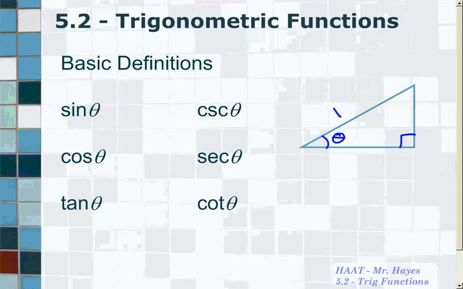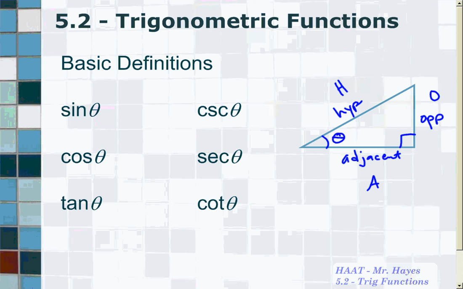Okay, the hypotenuse is always going to be the side opposite the 90. The side that does not make up the angle we're talking about, directly across from it, is always going to be considered our opposite side. And the side that is next to the angle is going to be the adjacent. So we're going to call them H, O, and A.